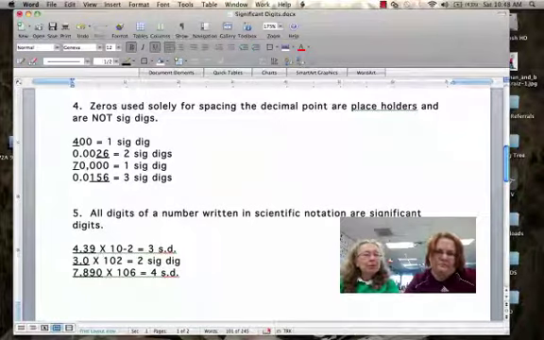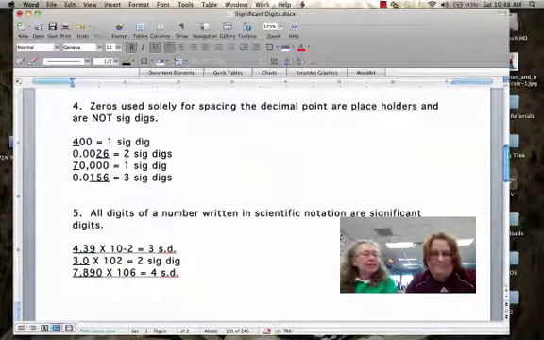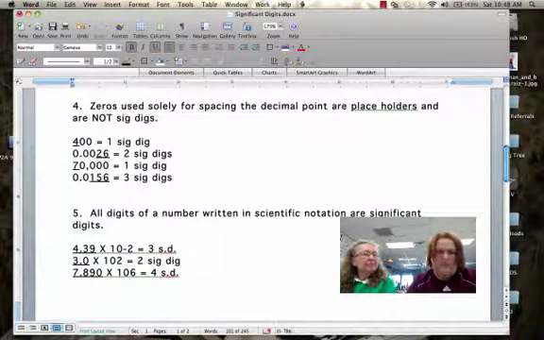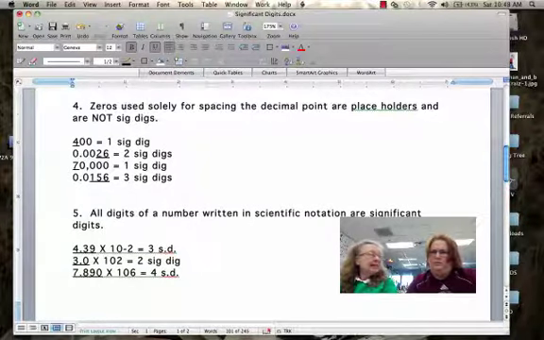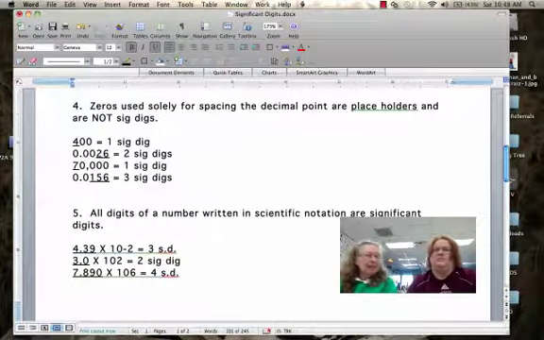All right, and then we have 0.0026. Those zeros are also placeholders because they show you which place the 2 and the 6 are in, where the measurement started. The 2 would be the digit that was known for sure. The 6 would be the estimated digit. And then in 70,000, again, all those zeros just tell you where the 7 is. So again, this is like the 400. The 7 is an estimate.